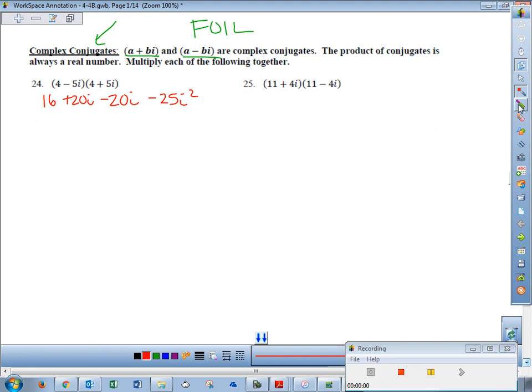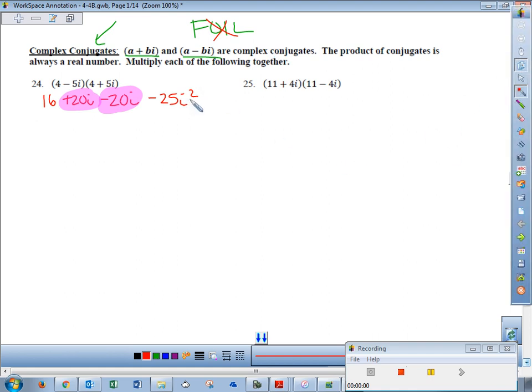Here's what we should notice since we just multiplied conjugates together. What happens every time when you multiply conjugates together with your outsides and your insides? They add up to be nothing, right? So you do not need to FOIL these out. You take the first terms times each other, and you take the last terms times each other.